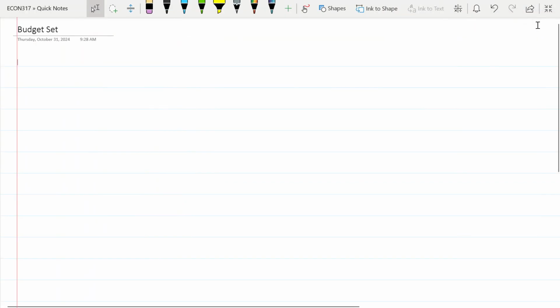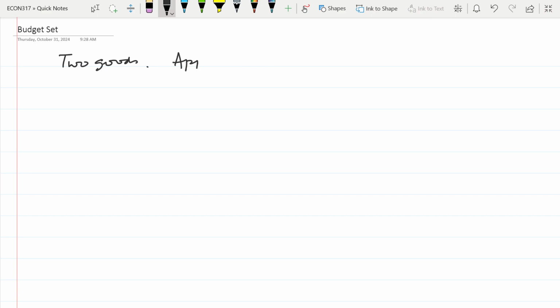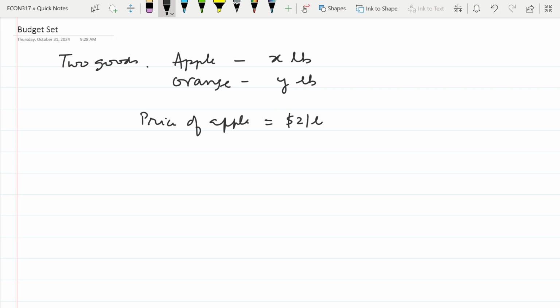So in this video we will go over an exercise on the budget set. So let's assume we have two goods. I will consider apples. Good 1, we will denote it as X, so quantity is in pounds. The good 2 is orange, and I will use Y in pounds to denote the quantity of orange. Then we need to know the price of apple. Let's assume it is $2 per pound.